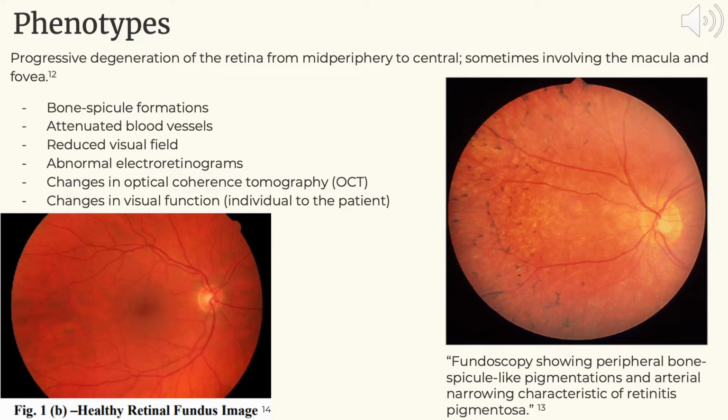And so I have two photos. There's one of a healthy retina and a retina affected by RP. And as you can see in the one affected by RP, there's those dark brown spots, and so those are the bone spicule formations. And if you compare the arterioles in the healthy retina as compared to those in the one affected by RP, they're far thinner.